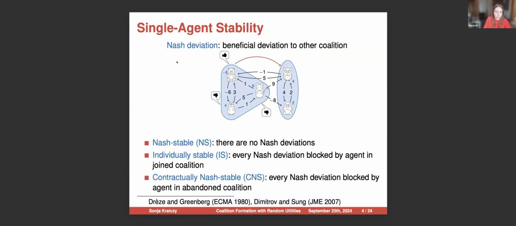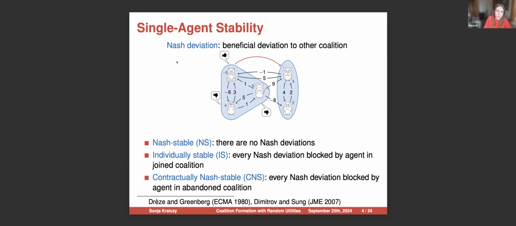Finally, a coalition structure is contractually Nash stable if every Nash deviation is blocked by an agent in the coalition that you're trying to leave. So the bear is trying to leave the coalition with the hippo and the mouse, but both of them actually have positive utility for the bear. So they would block the bear from leaving.